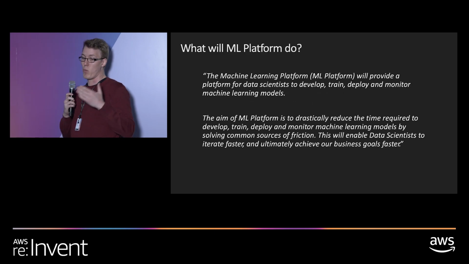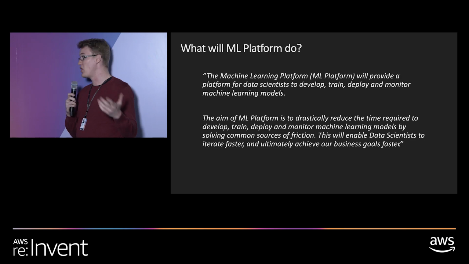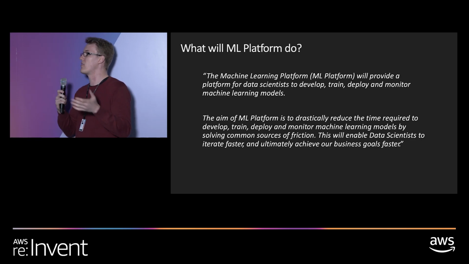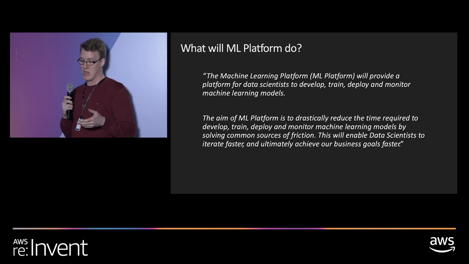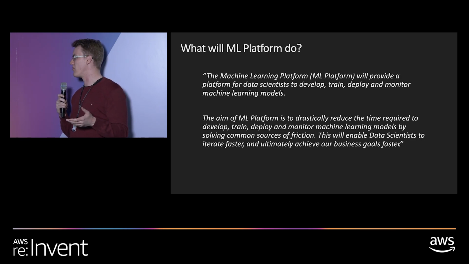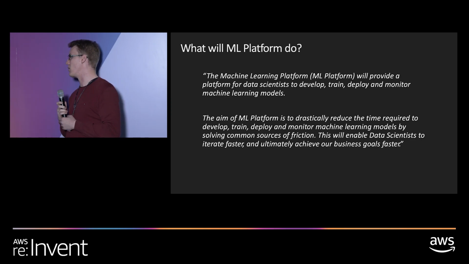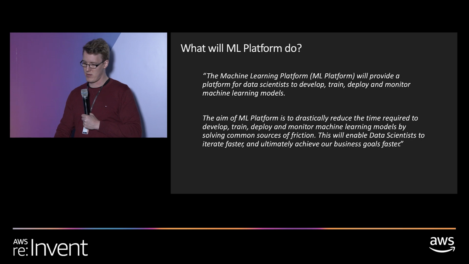And that led to what ML Platform is going to do. The machine learning platform will provide a platform for data scientists to develop, train, deploy, and monitor machine learning models. The aim of ML Platform is to drastically reduce the time required to develop, train, deploy, and monitor those models by solving the three common sources of friction that we just mentioned. The idea is this will enable our data scientists to achieve their goals faster, and ultimately, we as a company will be able to achieve our business goals faster.